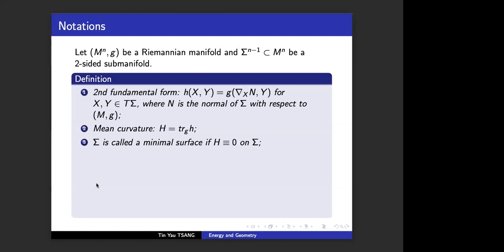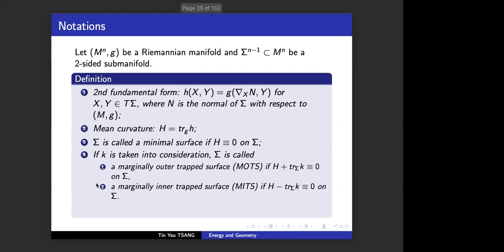Then sigma will be called a minimal surface if the mean curvature vanishes on this surface. But now if you also take K into consideration, then sigma will be called a marginal outer trapped surface if H plus trace over sigma of K vanishes. A marginal inner trapped surface if H minus trace over sigma of K vanishes.